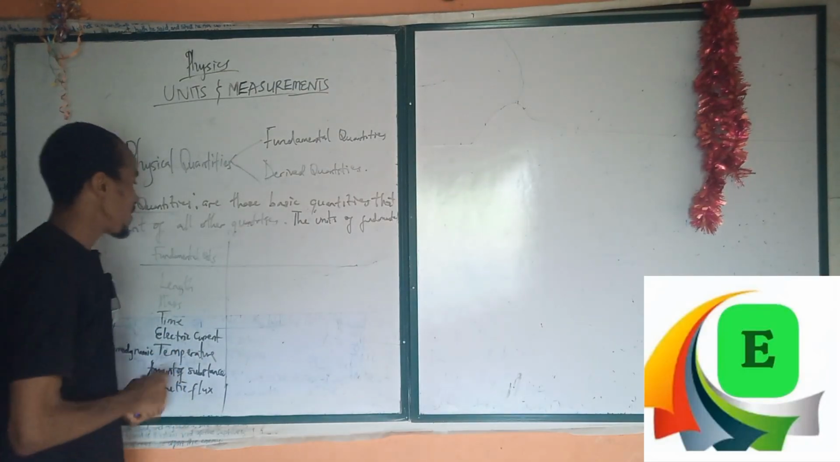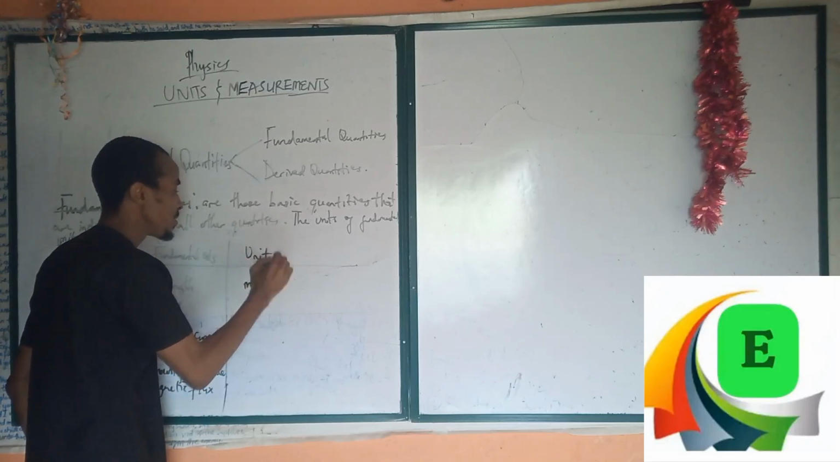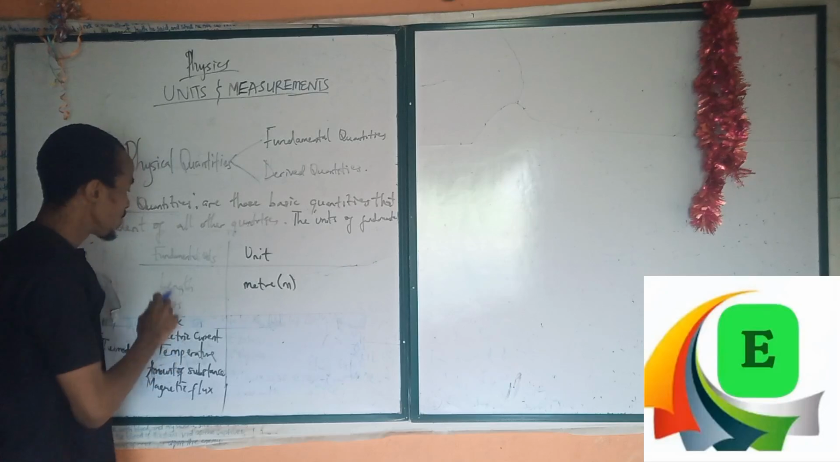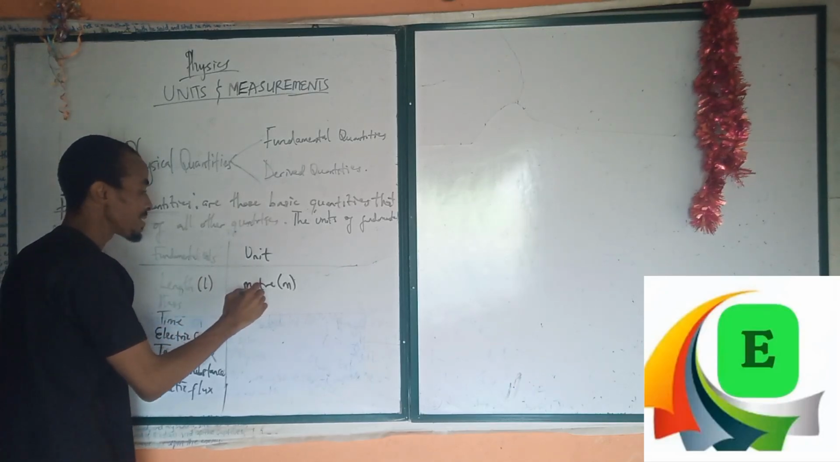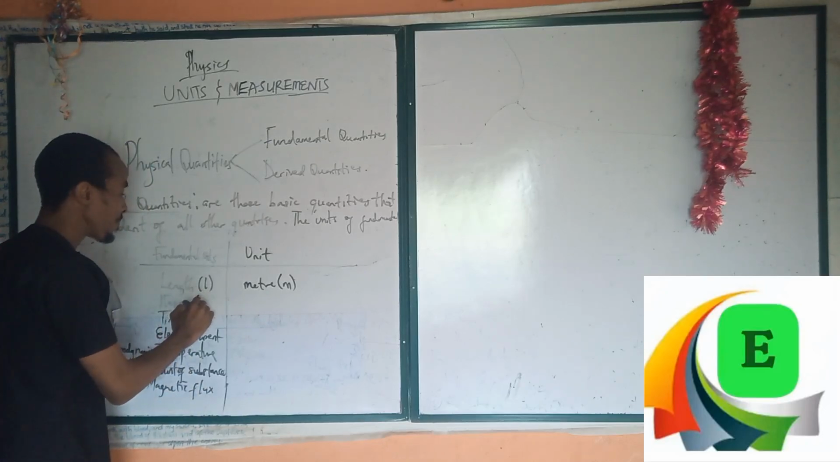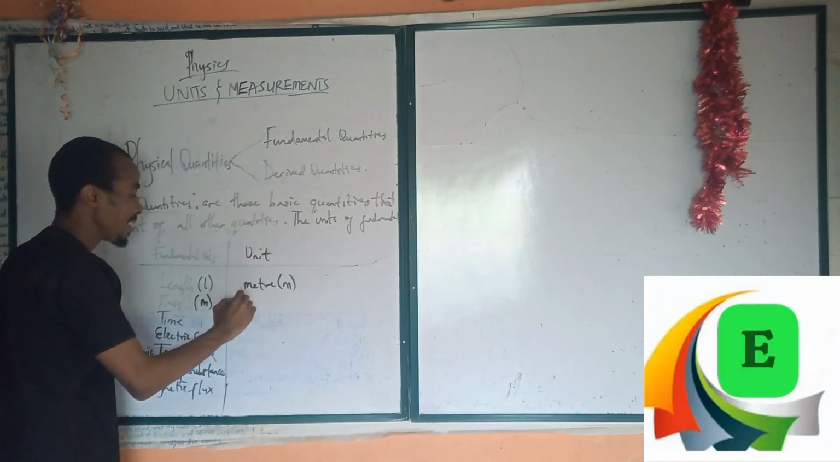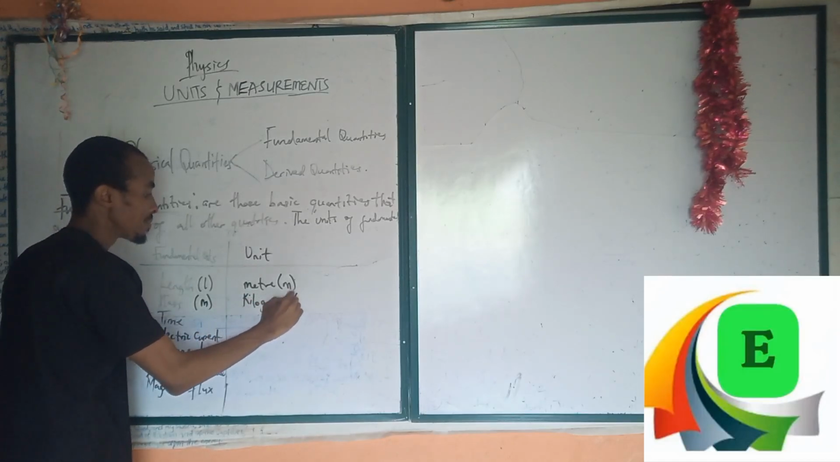Now we say that the unit of length is what? Is meter. The unit of length is meter, and the symbol of meter is what? M. The symbol of length is L. The unit of mass is what? Kilogram, and the symbol of mass is what? Small letters kg.